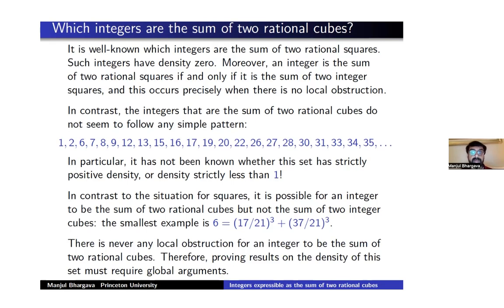Okay, so that's the problem, understanding the set of integers that are the sum of two rational cubes and understanding whether they have positive density and whether they have density less than one. That's the problem I want to talk about.